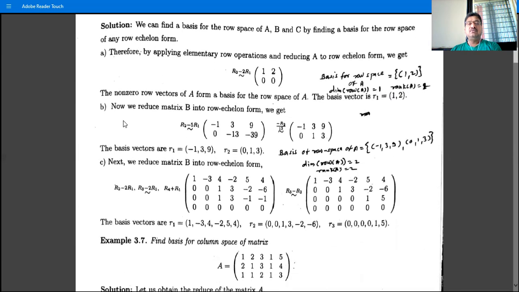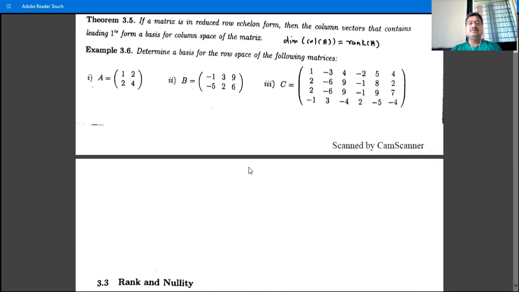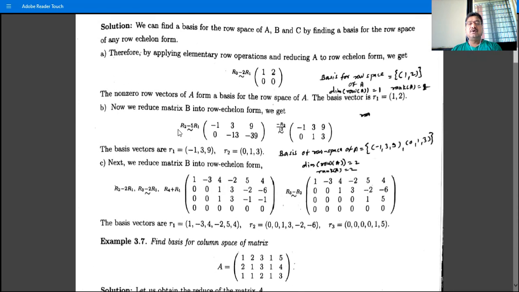Okay, then we have to find the answer of the second question. So write first this B and then apply the operation. We have to reduce this minus 1 to plus 1. So apply the operation minus R1 first, and then apply R2 plus 5R1. Then we have this matrix, and then we have to reduce this minus 13 to 1. So write minus 1 by 13 R2. So we have another matrix, with 1, minus 3, minus 9, and 0, 1, 3.